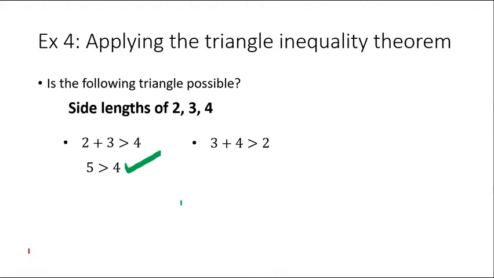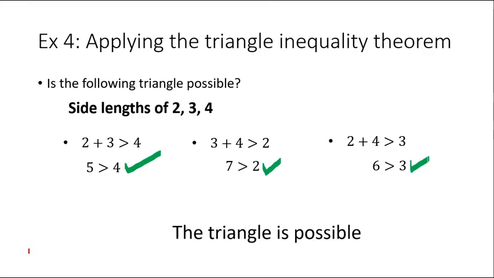Next one, we use 3 and 4. Is that greater than 2? So 3 plus 4 is 7. 7 greater than 2. That's true as well. And let's check the last remaining inequality, which is 2 and 4. Is that greater than 3? So there we get 6. 6 is greater than 3. So all three inequalities work out. That means that the triangle with those side lengths is possible.